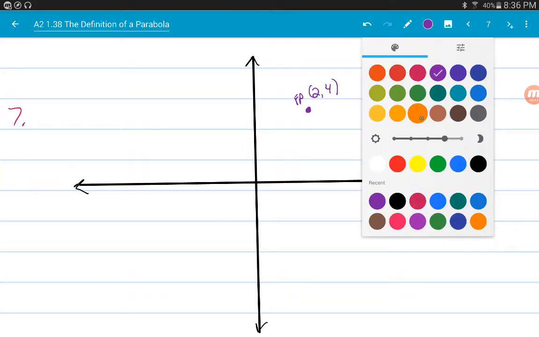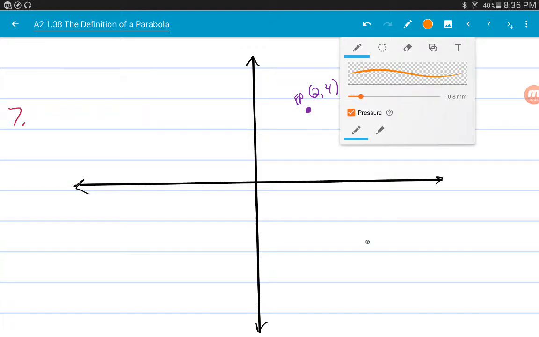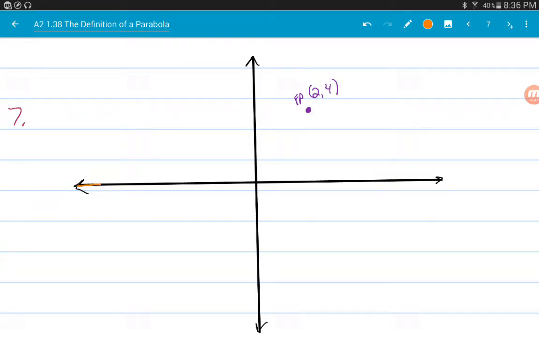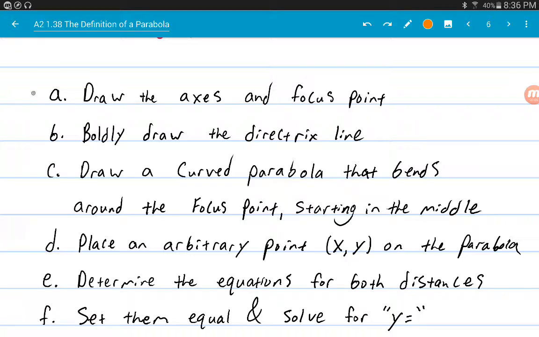Now I'm going to boldly draw the directrix line. Here's orange. They told me that the directrix line is the x-axis, so that means this is the directrix. That's done. Now I have to draw a curved parabola that bends around the focus point starting in the middle. All right?